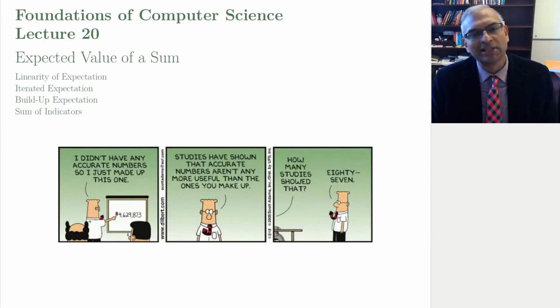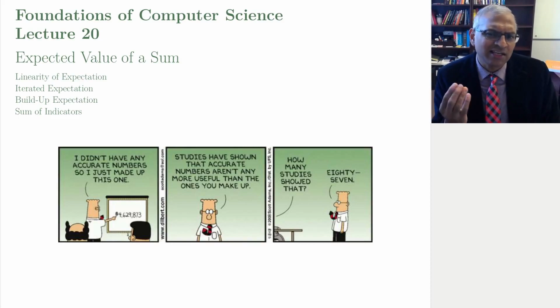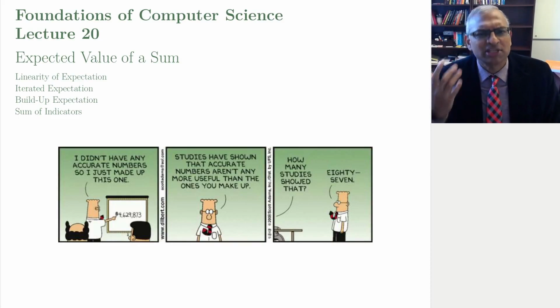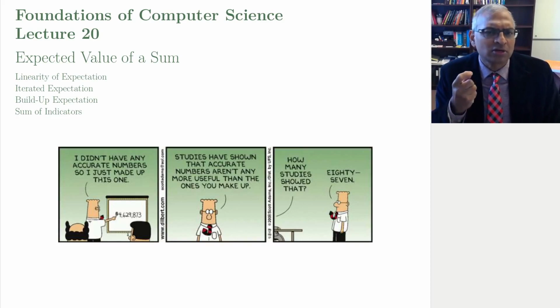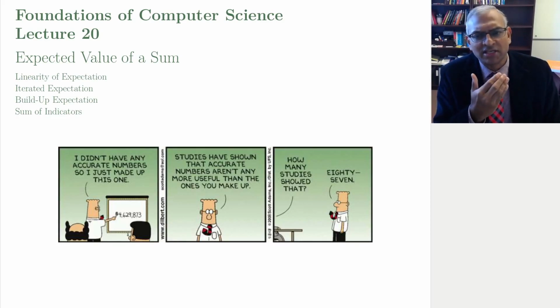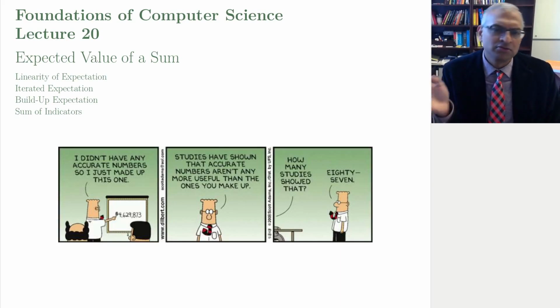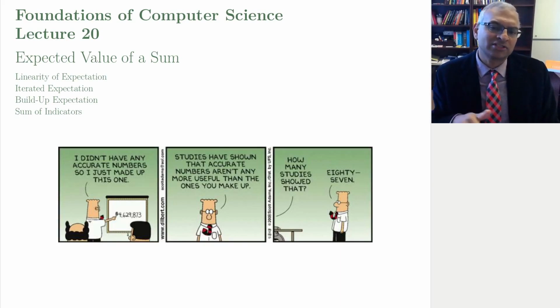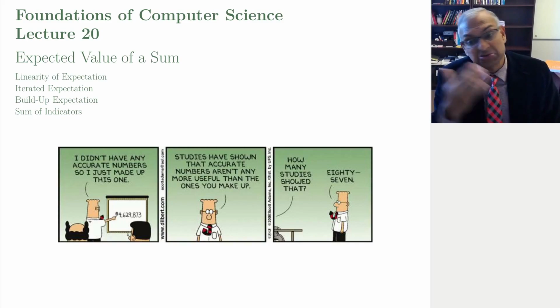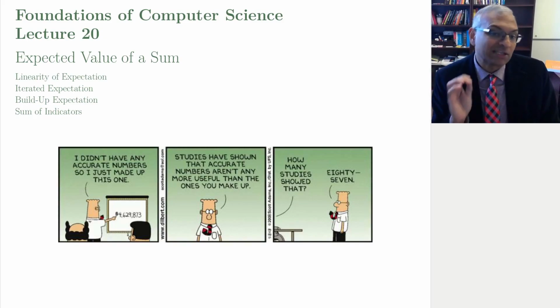Hi there, welcome to lecture 20 of Fox, where we're going to continue talking about expected values, because it's that important. We're going to introduce a few more sophisticated techniques that make it much easier to compute expected values. Specifically, we're going to talk about the expected value of a sum, and we're going to introduce the concept of an indicator random variable, which when used in conjunction with the expected value of a sum can make computing expected values much easier.